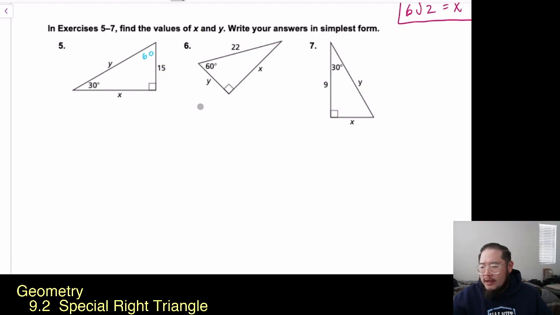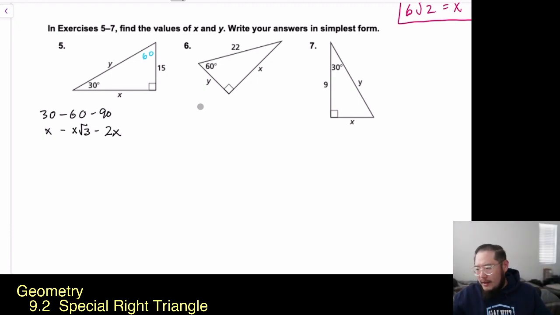Okay, let me go ahead. We start off 30, 60, 90. And the side opposite of 30 is x. The side opposite 60 is x rad 3. And the side opposite of 90, which is the hypotenuse, is equal to 2x. So we have short leg, long leg, hypotenuse. Okay, that's the way I think of 30, 60, 90. Short leg, long leg, hypotenuse.